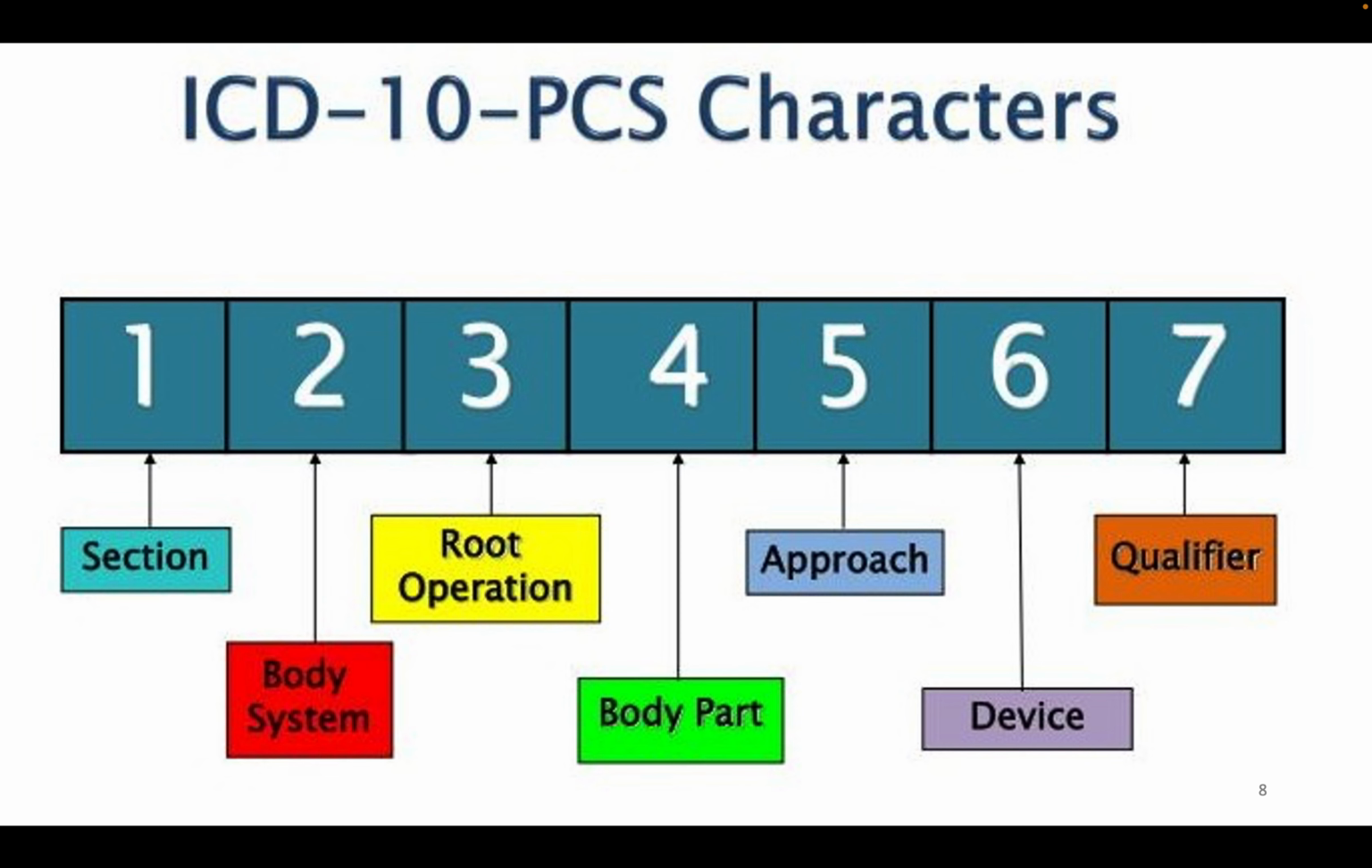Next, character 2 is your body system. Character 3 is your root operation. Character 4 is your body part. Character 5 is the approach. Character 6 is the device. And character 7 is the qualifier.